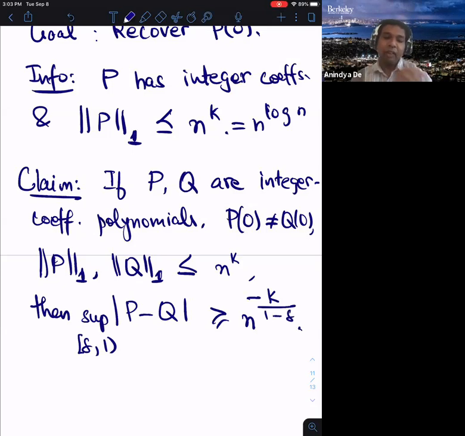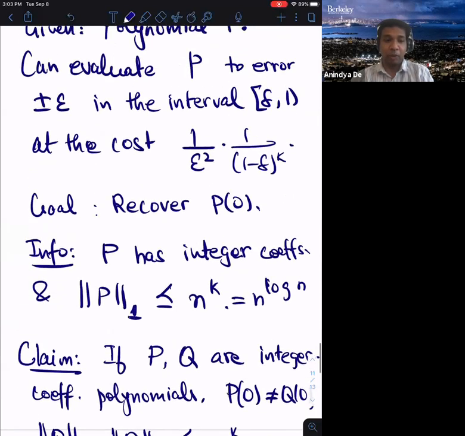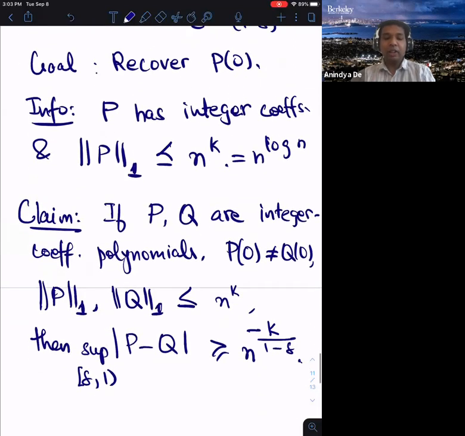Meaning that if P and Q are integer coefficient polynomials whose constant coefficients are different, and the L1 norms are bounded by n to the K, as is the case with the polynomial we care about, then if you get the evaluations up to error n to the minus K over 1 minus delta, and think of K again as log n and delta as a constant, so it's like quasi-polynomial in n, then you can uniquely figure out what the constant coefficient of P is.